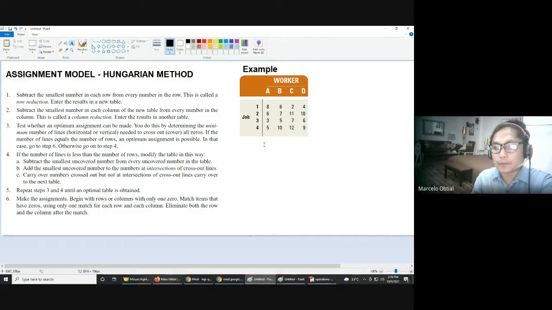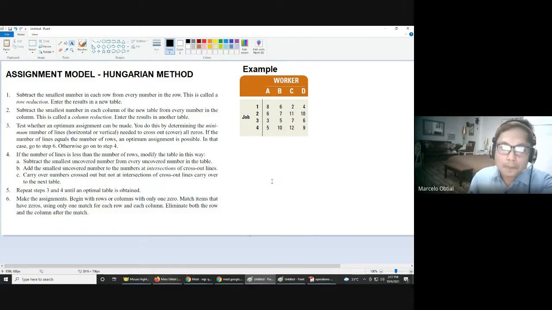So for this example, assume the table is cost. For example, 8 means that if you will assign worker A to job 1, the company will pay $8. If you will assign worker B to job 1, that will cost the company $6. If you will assign worker D to job 4, the company will pay this worker $9, and so on and so forth.